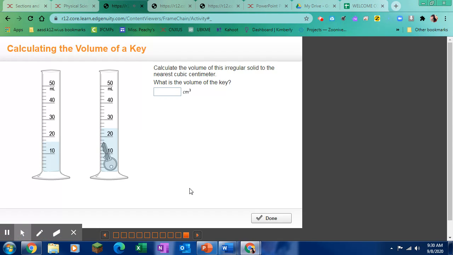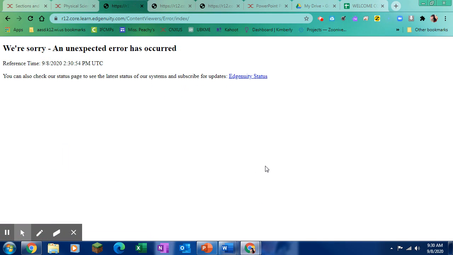Calculate the volume of the key. It starts off with a volume of 17 and ends up with a volume of 25. So 25 minus 17 is 8. Again, see what it does at the end? It always does that, but you're still finished with that part of the lesson.